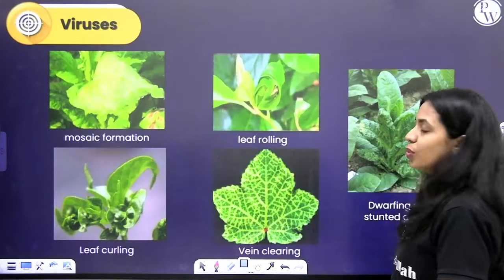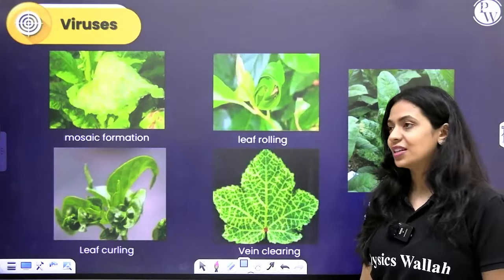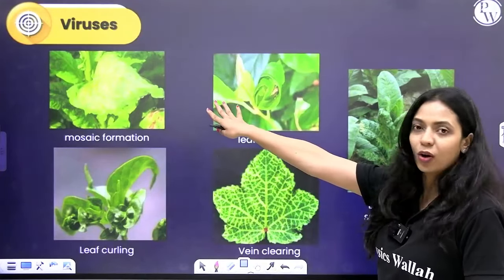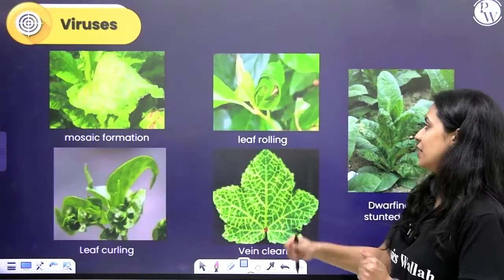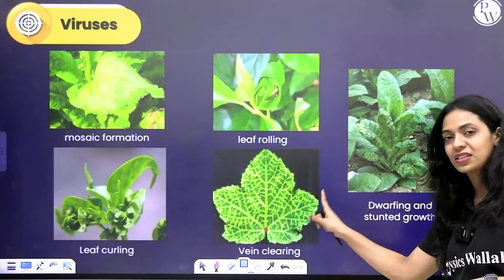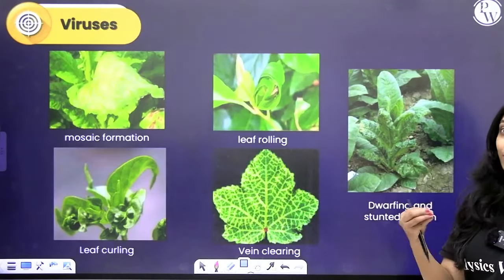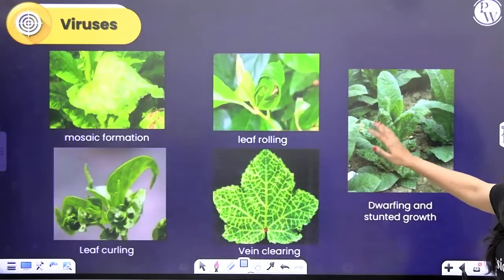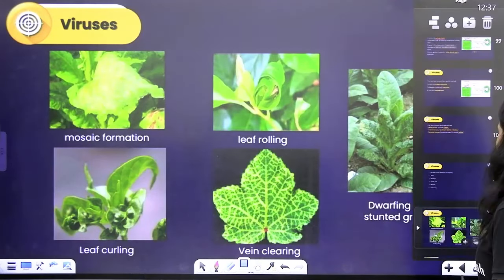In plants also it is known to cause many diseases. Usually the symptoms of viral diseases in plants include formation of mosaic on the leaves, curling of the leaves, rolling of the leaves, vein clearing we say, where wherever the veins are there, their chlorophyll will be lost and it will appear yellow in color. And then the plant will not grow very tall, it will show dwarfing and stunted growth.